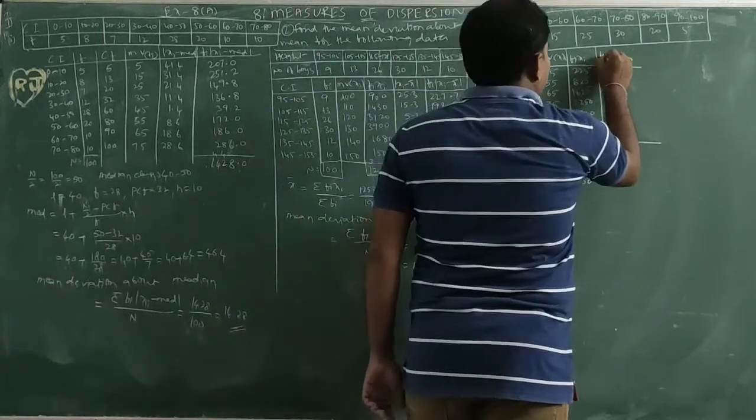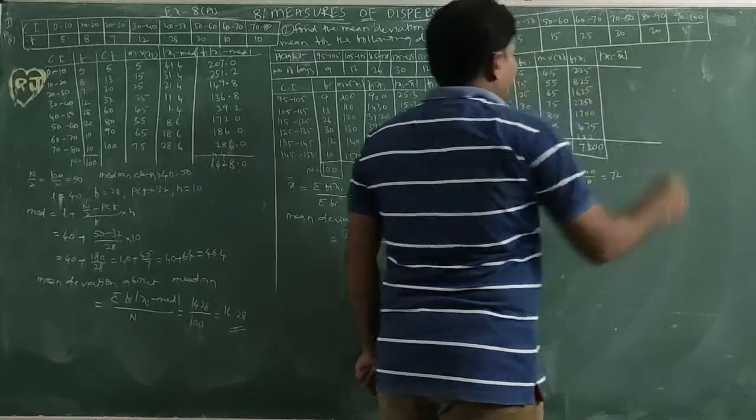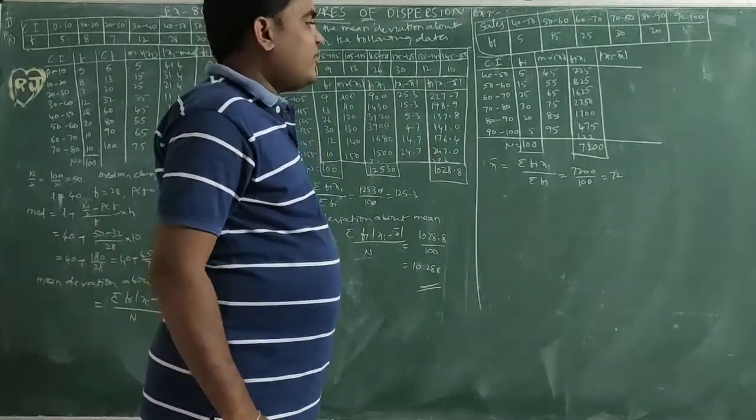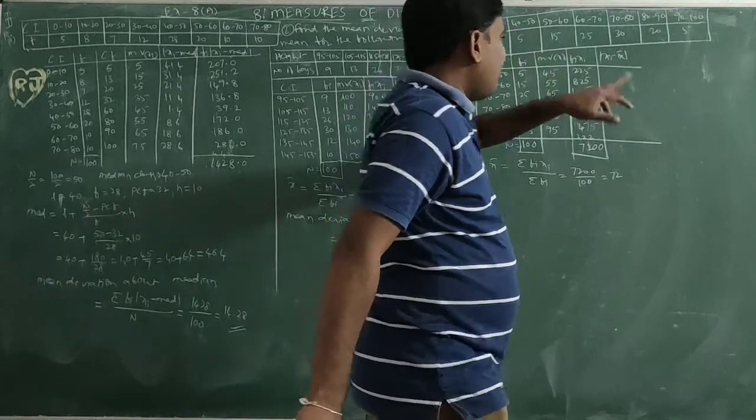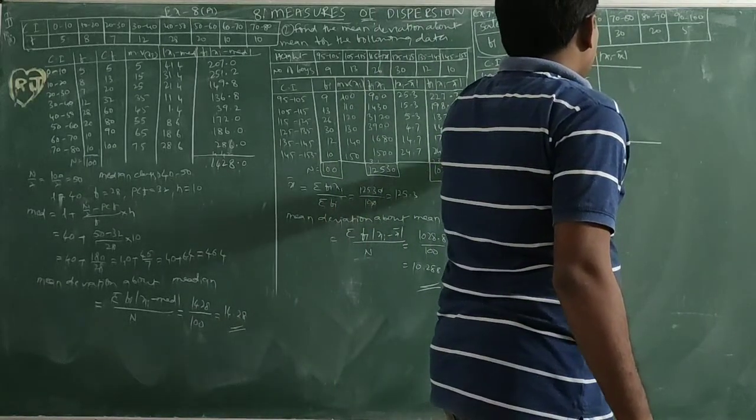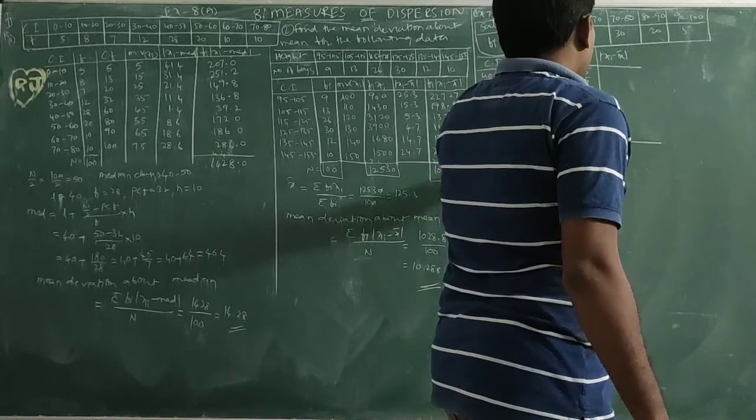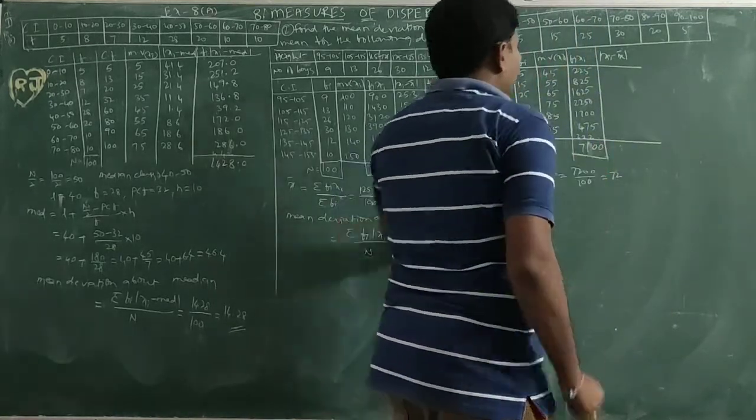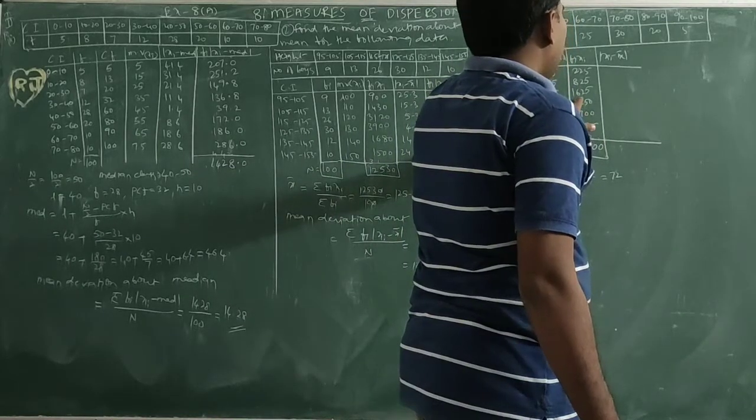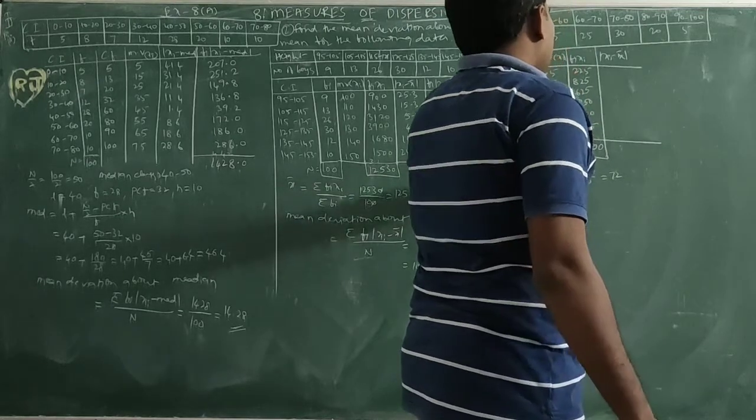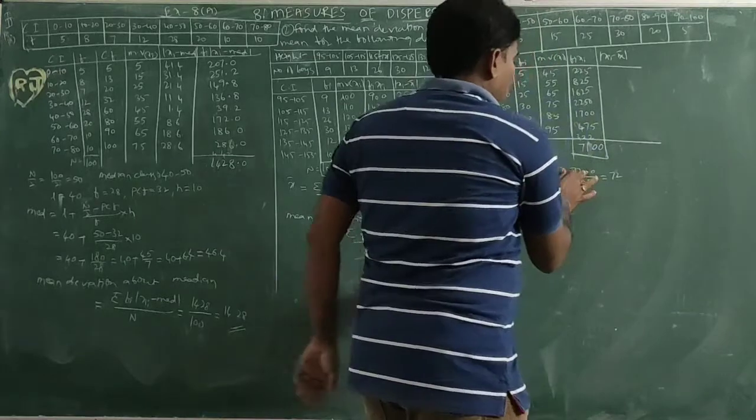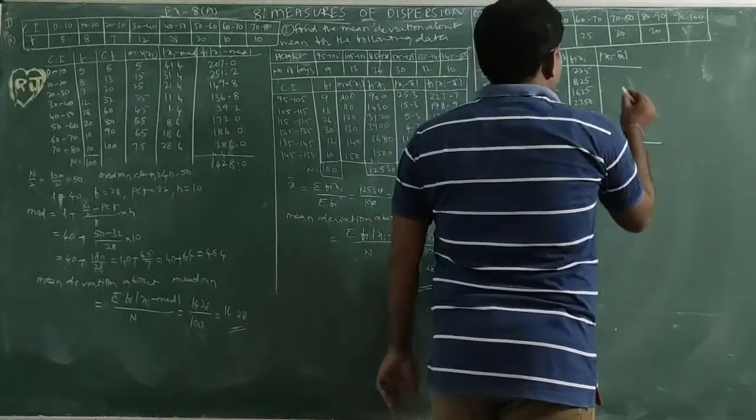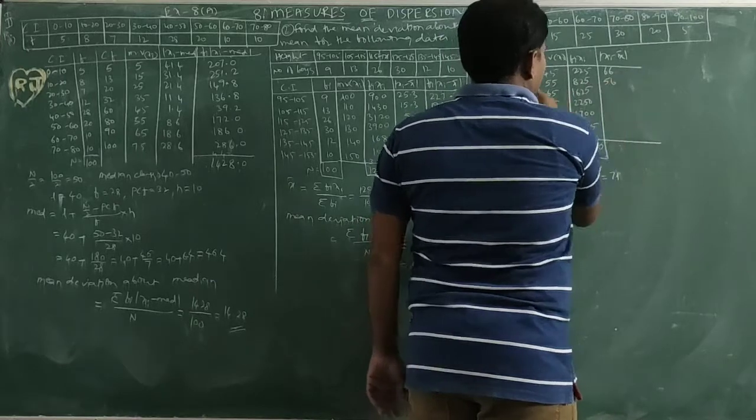Now mod xi minus x bar. So I want to subtract 72 from each and every xi. Let me check the sum once more. Actually, the sum of frequencies is 100, and the mean is 72. So subtract: 45 minus 72 gives 27.